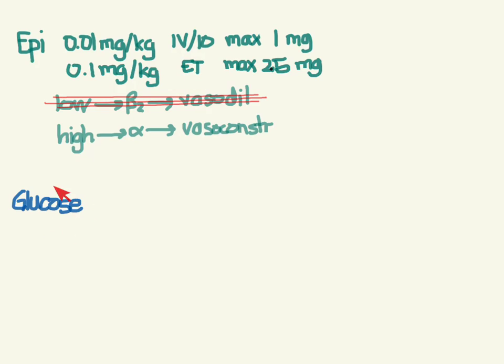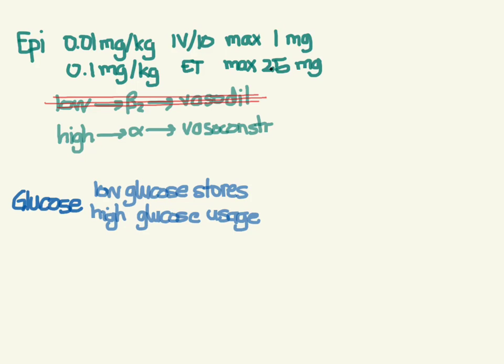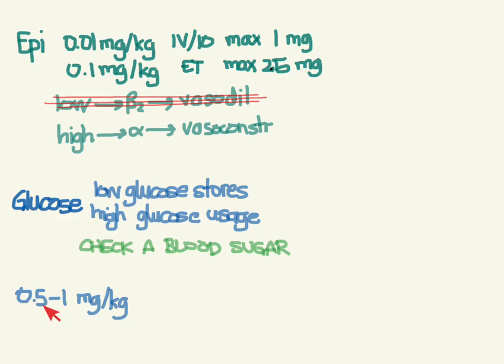So the next drug is glucose. Now remember that these infants and kids, they get hypoglycemic very easily because they have very small glycogen stores, and they also have a high metabolic rate. So remember, check a blood sugar. And if it's low, especially if it's less than 60 or maybe 50, then you want to treat it. And now there's a great way to know the dose. Well, the dose is actually 0.5 to 1 gram per kilo.